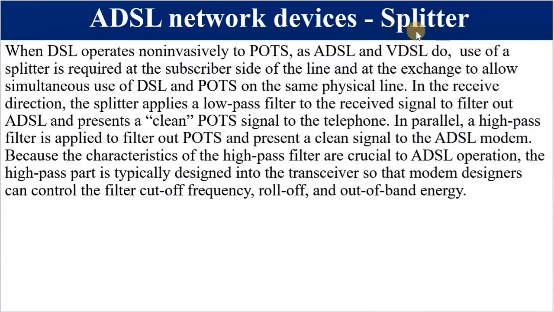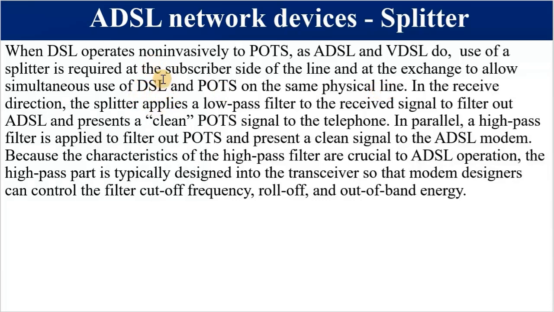Another ADSL network device is known as a splitter. It does the splitting function. It separates voice and data, or voice and ADSL signal. So this happens if DSL is operating non-invasively, or together with the plain old telephone system, which is our normal telephone voice. A splitter is required at the subscriber's premises and also at the exchange to allow simultaneous use of ADSL and telephone on the same physical line.